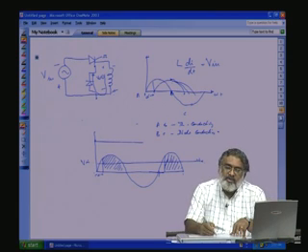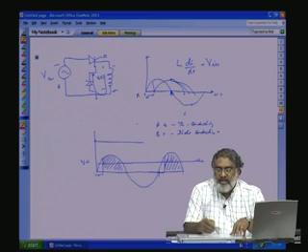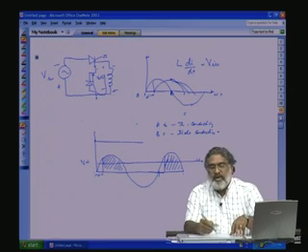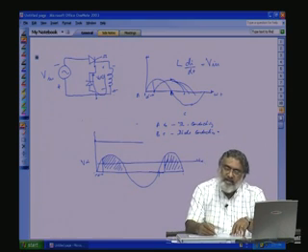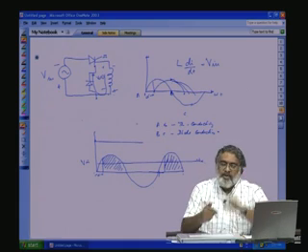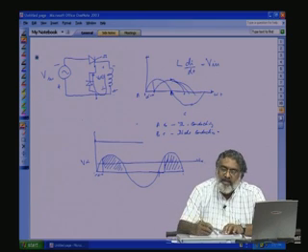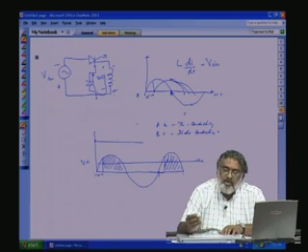Even though I have mentioned this one purely inductive, mostly we will be talking about this in the context of DC motor drive application. So we have an inductance, that is armature inductance plus the back EMF. So for a motor we require a pure DC. That means the harmonic currents due to the ripple voltage should be as low as possible.